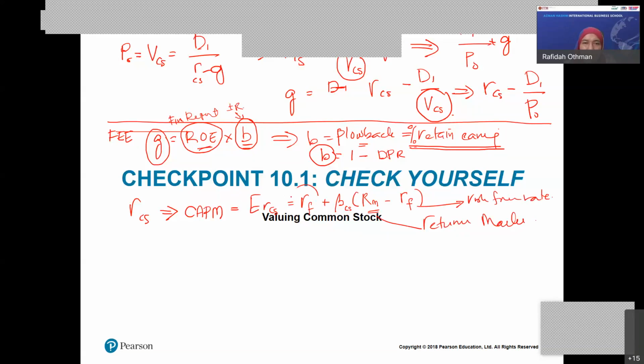In the question, normally they will give you this risk-free rate. The proxy for the risk-free rate is the 3-month treasury bill. So you have to go to the Bank Negara website and look at the 3-month treasury bills interest rate.